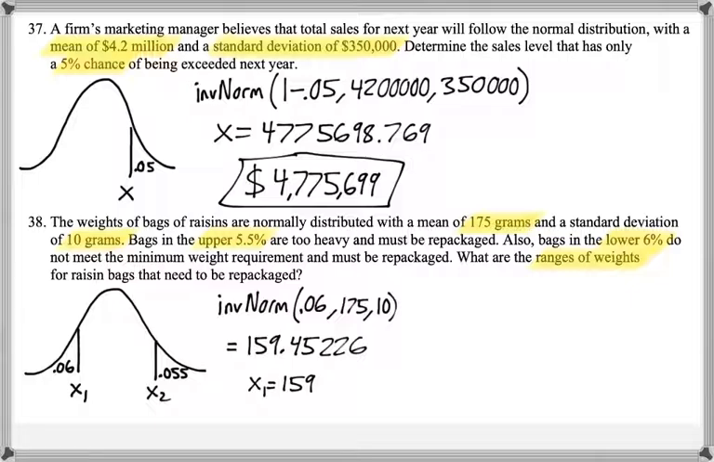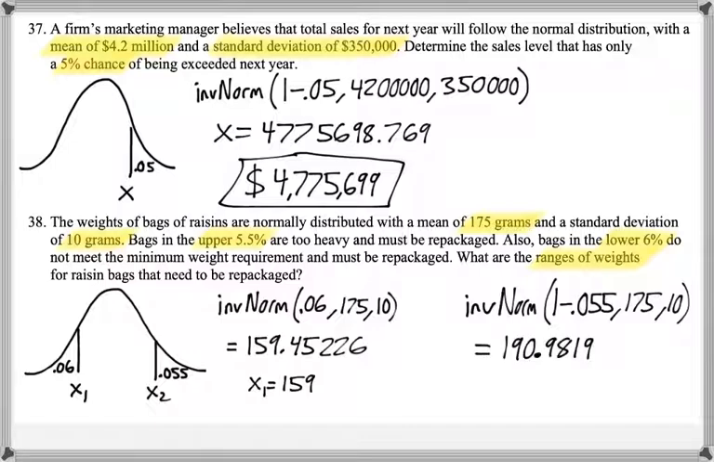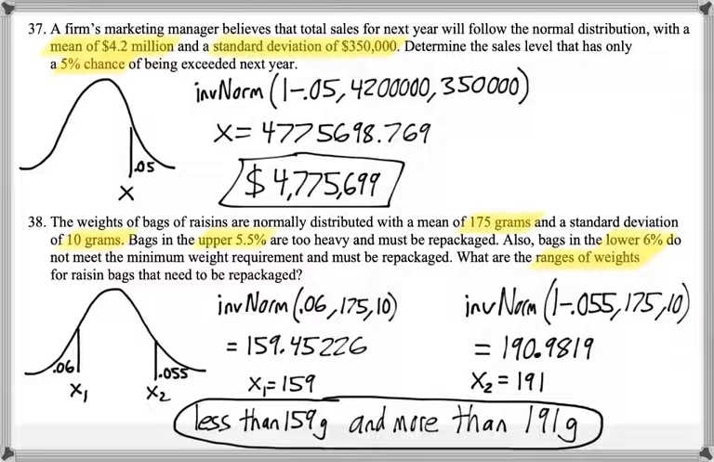Now let's get the value on the right. We are going to type inverse norm of 1 minus 0.055 and then specify the mean and standard deviation. And that's equal to 190.9819. So 191. So the range of weights that need to be repackaged are less than 159 grams and more than 191 grams.